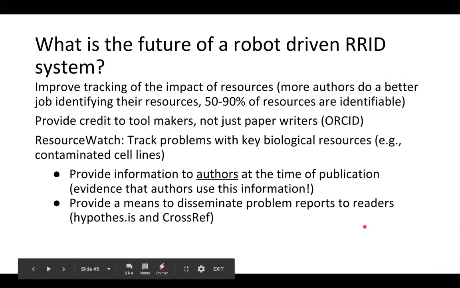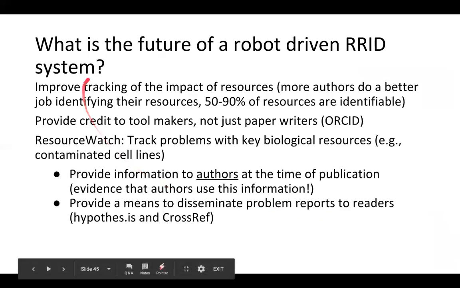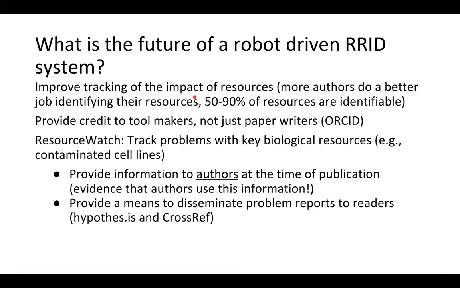Okay, so what is the future? So really quickly, what I wanted to just briefly mention is that we can actually improve the tracking and the impact of some of these resources. The more authors that do a better job identifying their own resources that they're using, then we can really move all of those papers from that 50% identifiability to 90% identifiability, and that is absolutely great. Furthermore, with the 90% identifiability, it's not just identifiability, it's machine identifiability, which is better than human because it's more consistent and we can actually start to use that data.